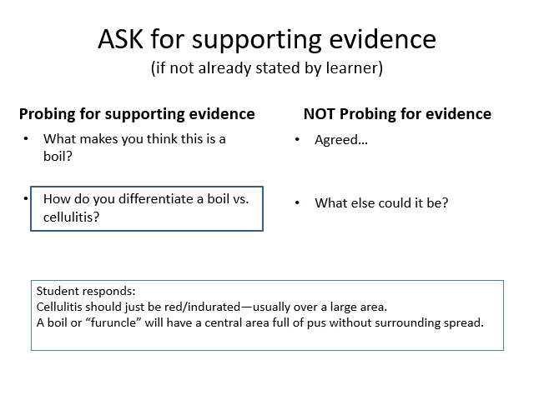Our student responds, well, cellulitis would just be red or indurated skin, usually over a larger area, whereas a boil or a furuncle will look like this. It'll have a central area that looks full of pus with minimal surrounding spread.